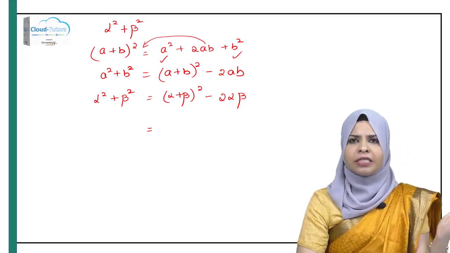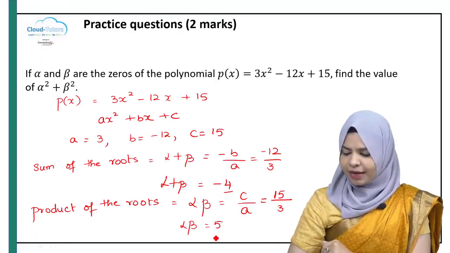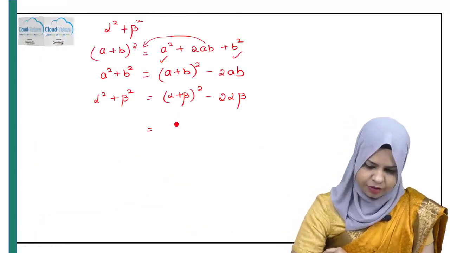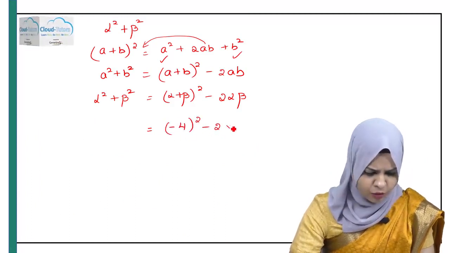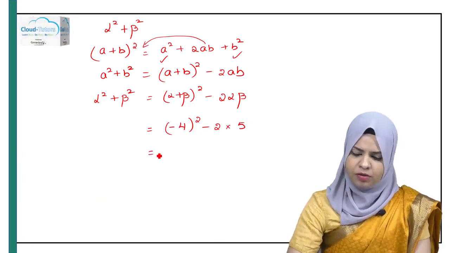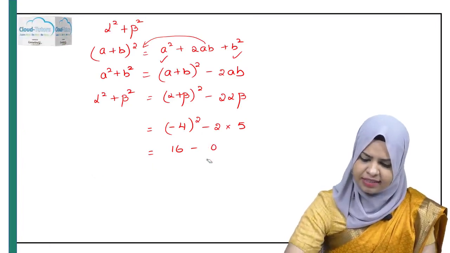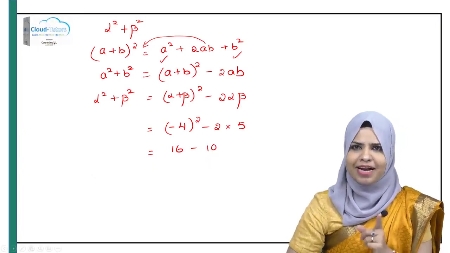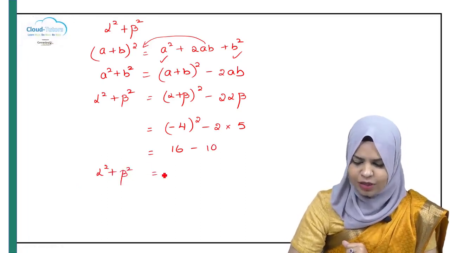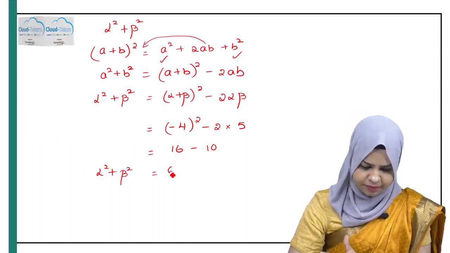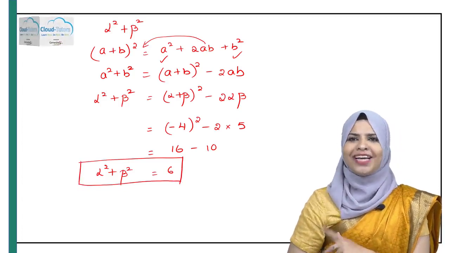Alright. Here now let's substitute. We know the values of alpha plus beta. We know alpha beta, right? We just found that out. So alpha plus beta is minus 4. Alpha beta is 5. Let's substitute the values. So it is minus 4 the whole square minus 2 into 5. So on simplifying it is 16 minus 20. Sorry, 2 5s is 10 and not 20. Right? 2 5s are 10. So alpha square plus beta square is equal to 16 minus 10 is 6. Right? Now let's look into the next question.